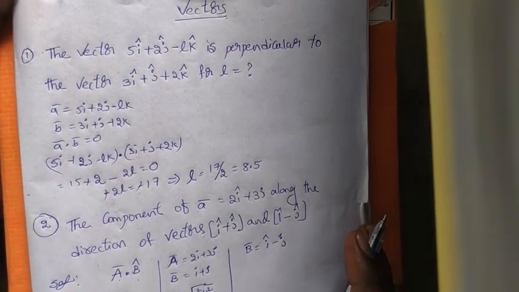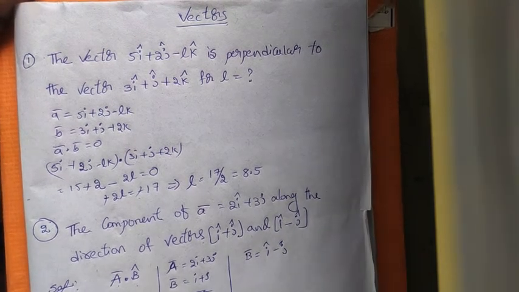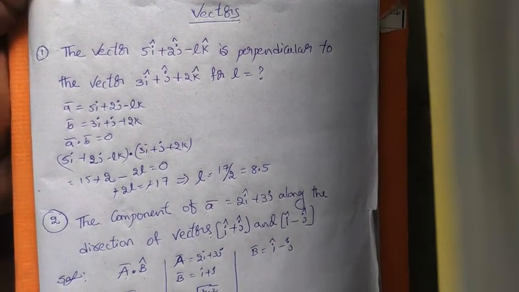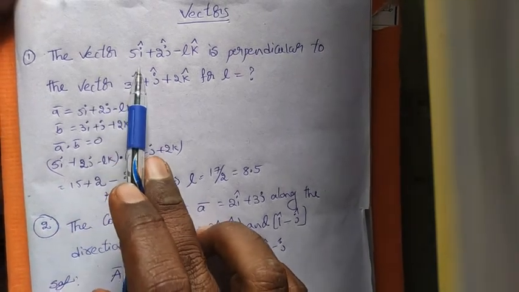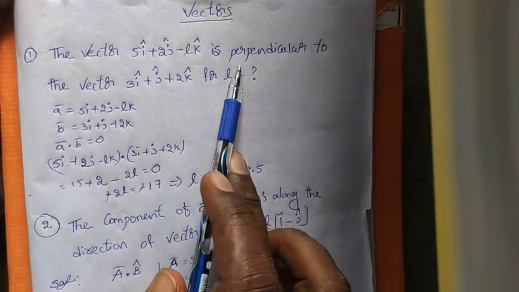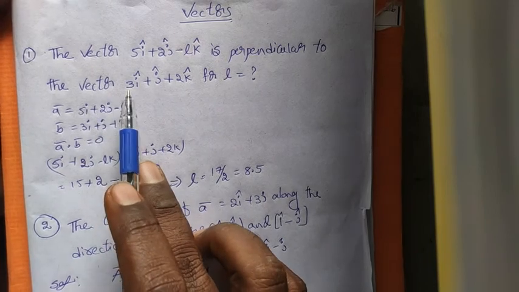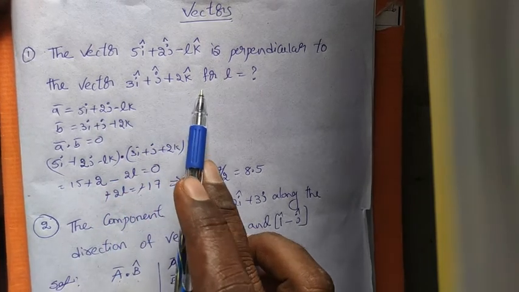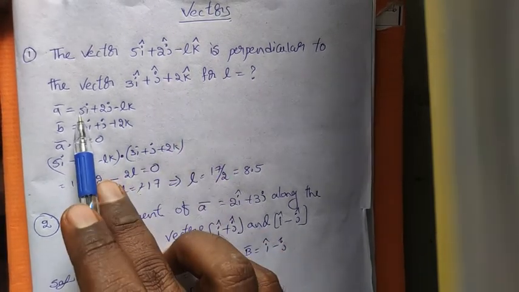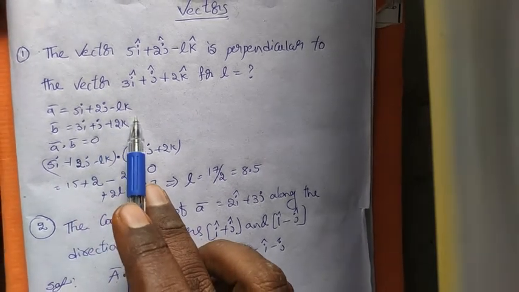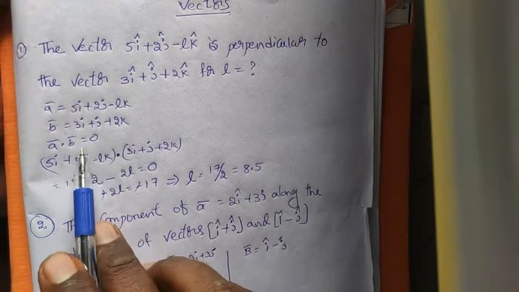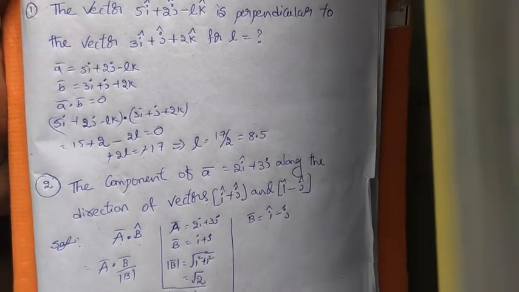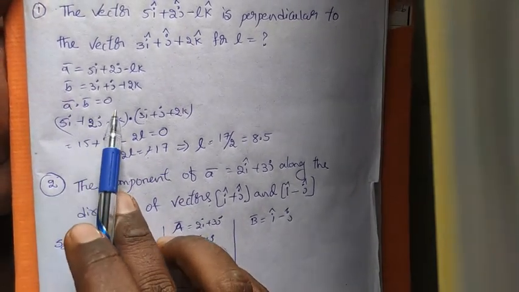So today we are going to discuss the vectors chapter. In this vector chapter we are discussing the dot product. So first listen to the question. The vector 5i plus 2j minus lk is perpendicular to the vector 3i plus j plus 2k; find l. So what is a bar here? 5i plus 2j minus lk, and what is b here? 3i plus j plus 2k. So we have to go for the dot product, that is a bar dot b bar equal to 0.